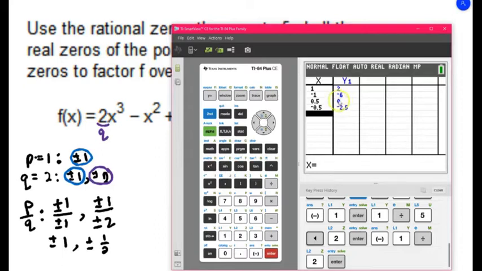So because this remainder came out to be 0, we've identified a factor of the polynomial to be x minus 0.5. So we've identified one zero of the polynomial, a factor of the polynomial, and we can now reduce the polynomial by that factor.